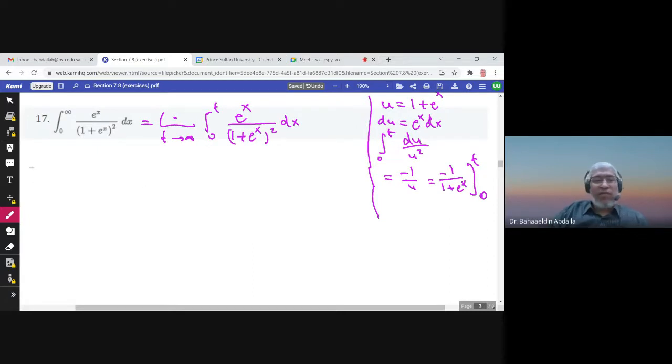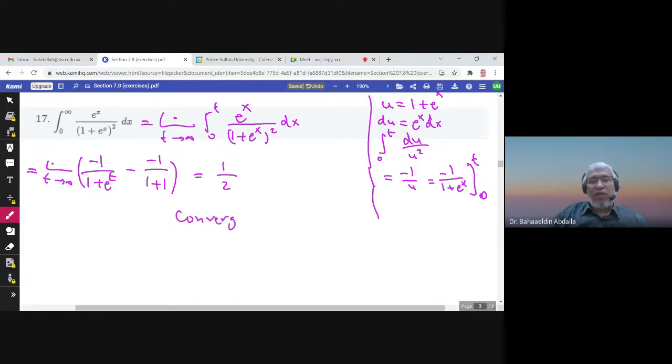So I will have negative 1 over 1 plus e to the power t, minus negative 1 over 1 plus e to the power 0, which is 1. Now e to the power infinity is infinity, negative 1 over infinity is 0, minus times minus is plus. So the answer is half, and the integral is convergent.